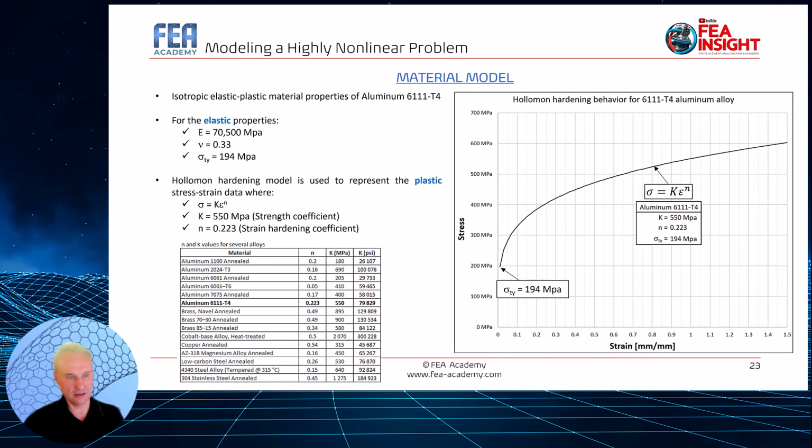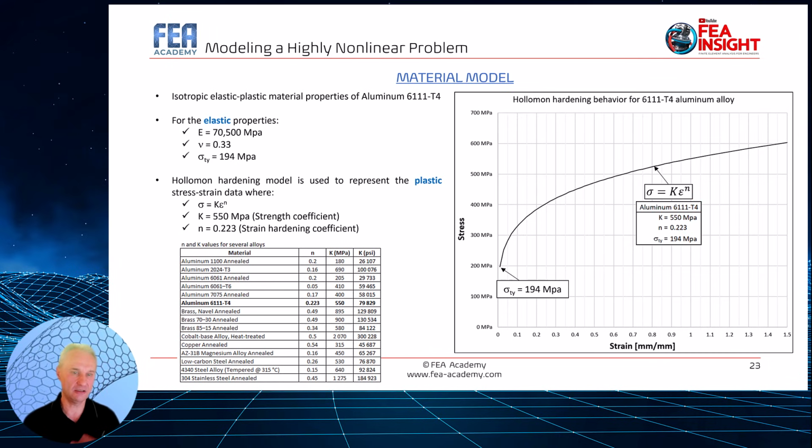In that case, the model used for the nonlinear portion of the material, the plastic behavior of the material, is the Holloman hardening model, okay? To represent the plastic stress strain data. You probably already know this model. The Holloman hardening model is governed by this equation, okay? And you see the two parameters here, the strength coefficient K and the strain hardening coefficient.